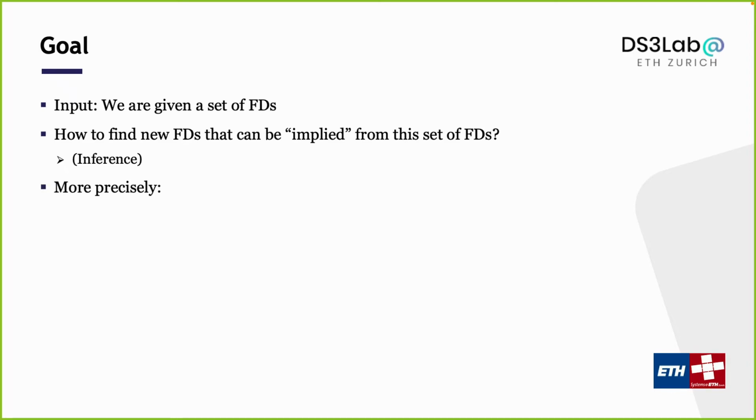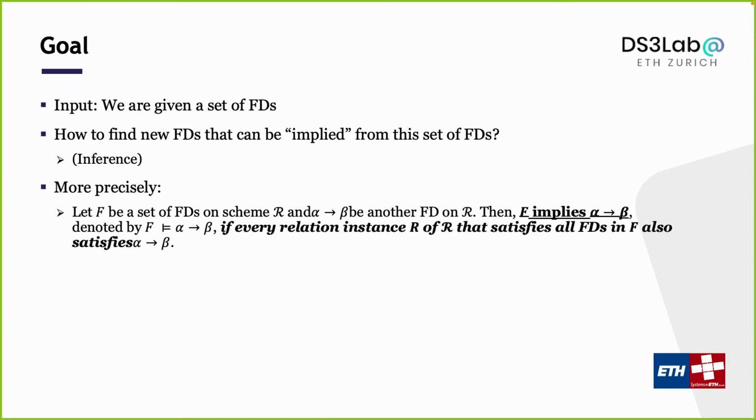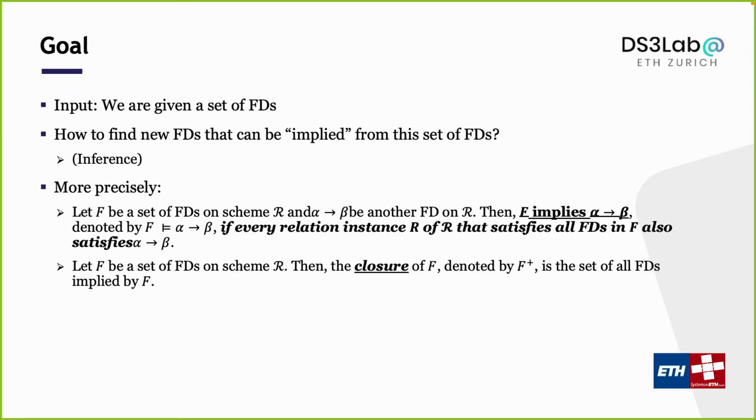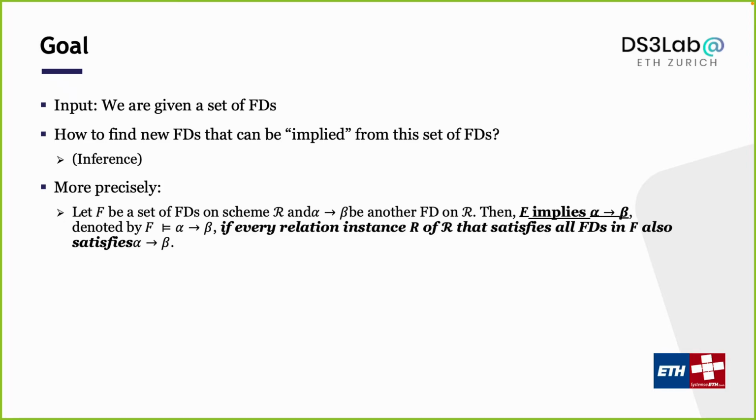Okay. So more precisely, we can define the inference process that we are trying to do. Let f be a set of functional dependencies on schema R, and let alpha to beta be another functional dependency on R. We say f implies this new functional dependency if for every single relation instance R of the schema that satisfies all functional dependencies in f, it also satisfies alpha to beta.